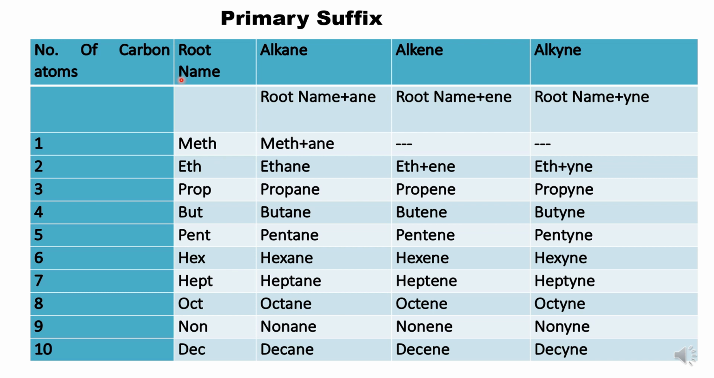Next, if the number of carbon atoms is 2, then the root name is eth. For alkane we write eth plus ane, meaning ethane. For alkene, eth plus ene means ethene. For alkyne, eth plus ine means ethyne. In a similar way, we can write all the primary suffixes present in alkane, alkene or alkynes.